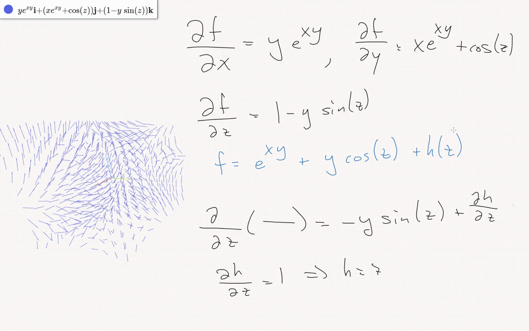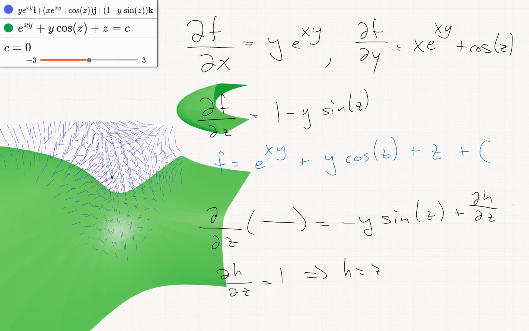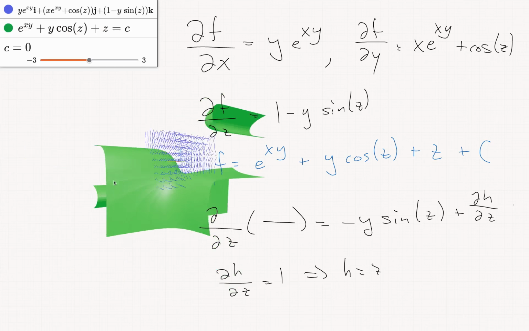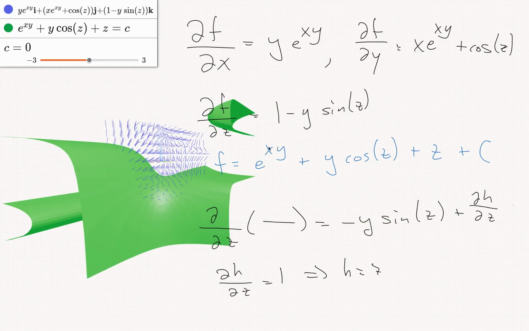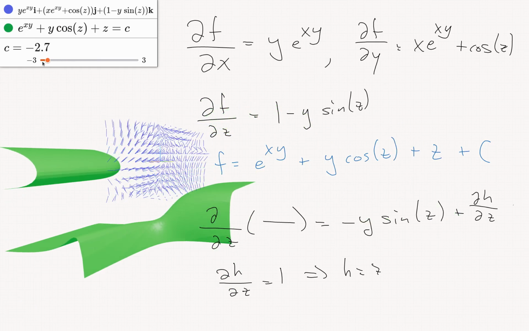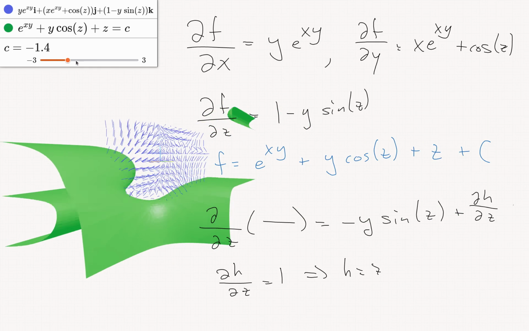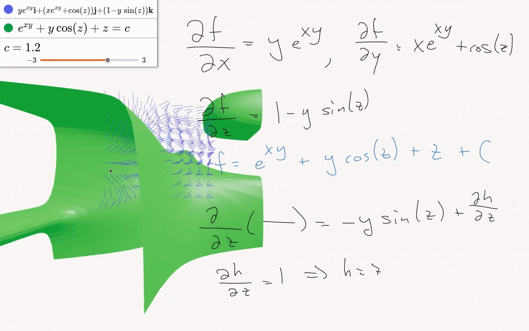So our potential function, the most general potential function, is f equals e to the xy plus y cos z plus z, and then now plus a constant c. So here is a graph of the level surfaces of that potential function. And again, you can adjust the sliders and see how that evolves according to the gradient field big F.